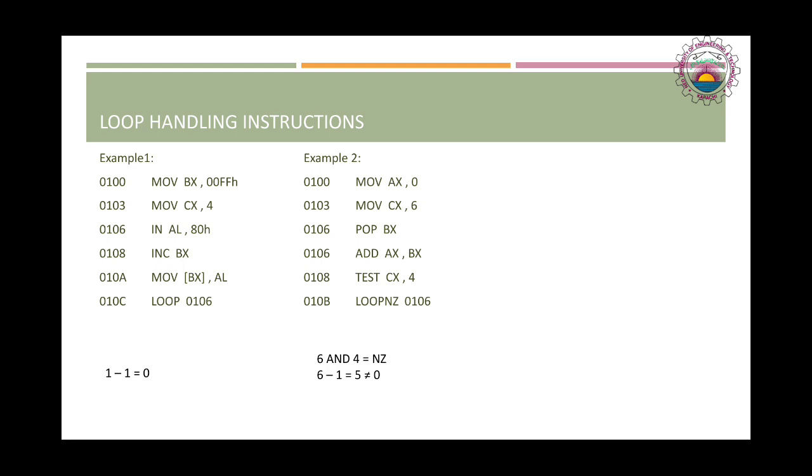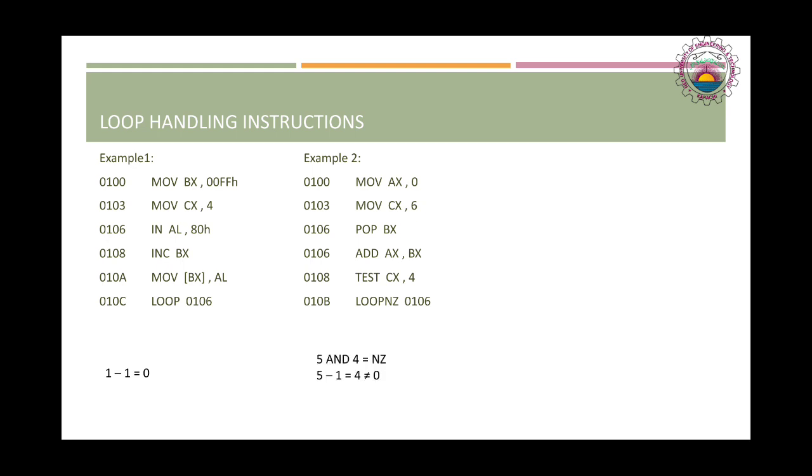Now you are having LOOPNZ instruction. LOOPNZ will be decrementing CX by 1. 6 minus 1 equal to 5, non-zero value. So loop will continue as both of the conditions required for continuation of LOOPNZ instruction are satisfied. So loop will take you to offset 106. Now another word will be popped from top of the stack into BX register, that will be added to AX. Then again calculation is performed by using test instruction.